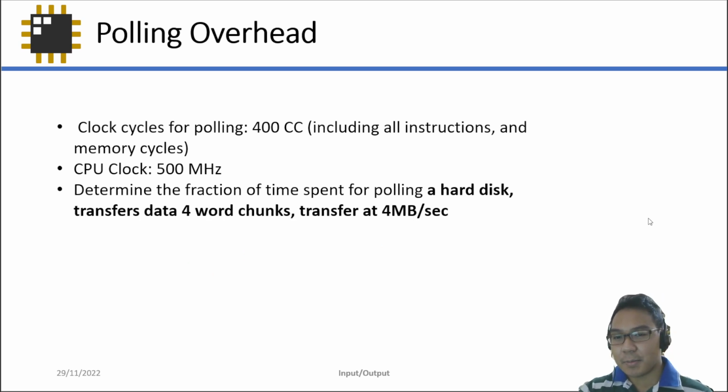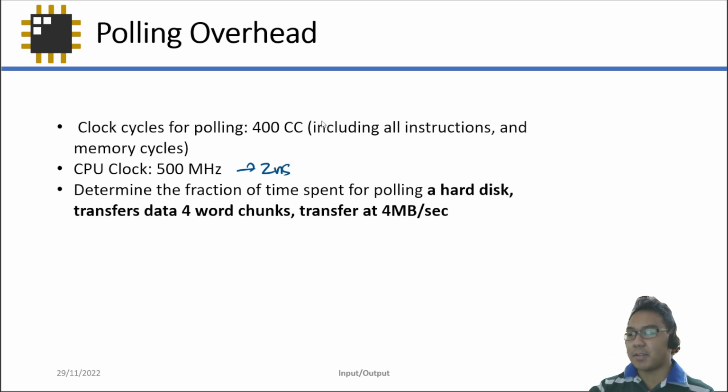So let's say we had a hard disk instead. This is still 2 nanoseconds because it's still 500 megahertz. Now, if the hard disk transfers data in four-word chunks, transferring at 4 megabytes per second, let's see. How many transfers per second do we have? Each of those transfers needs to be polled, so each of those transfers per second is a poll completing.